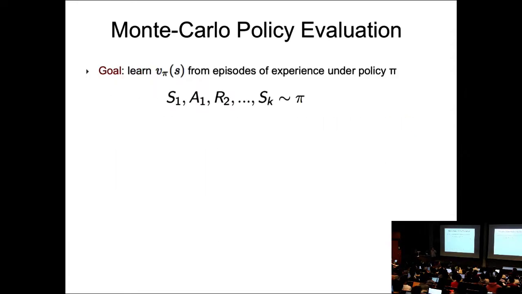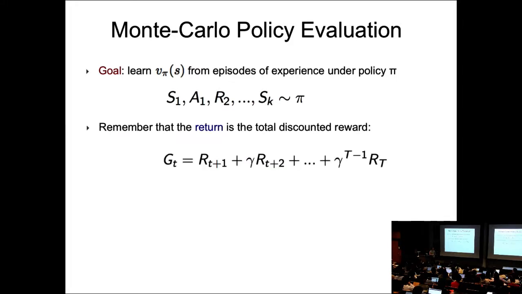So let's look at Monte Carlo policy evaluation. The goal is to learn the value function for a state given a particular policy pi from episodes of experience under the policy pi, right? So what happens is that you start at a particular state, you choose the action according to your policy. In this case, the policy specifies a distribution over possible actions, so you sample an action from your policy, you take the action, you get the reward, you get the next state, again you take an action according to your policy, you get the reward, you get to the next state, right? Up until you reach some terminal state, S sub k.